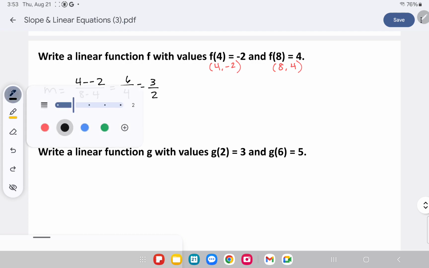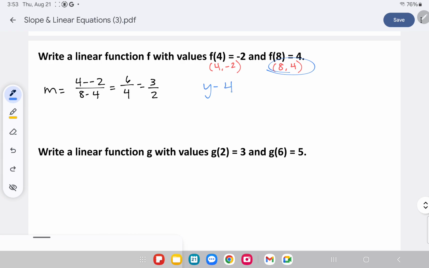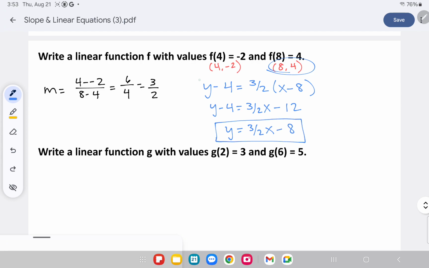And then I can pick a point to use point-slope form since I'm not given a y-intercept. So point-slope form, I would have y minus 4 equals 3/2 times x minus 8. When I distribute, I get 3/2 x minus 12. And when I add 4 over, I get 3/2 x minus 8. It doesn't really specify that it needs to be in slope-intercept form, so either one of these would be fine.